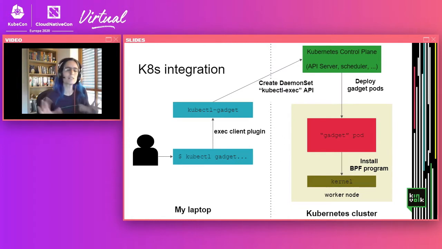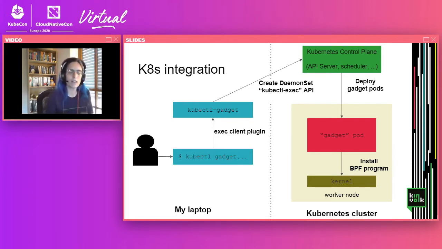And then this is a diagram of what's going on with Inspector Gadget. So Inspector Gadget is a kubectl plugin. So the first thing that happens when you type kubectl space gadget is that it turns into a kubectl-gadget, which is the executable. And it only talks to the Kubernetes API. It doesn't talk to the node where the pods are running. Everything it does through the Kubernetes API.